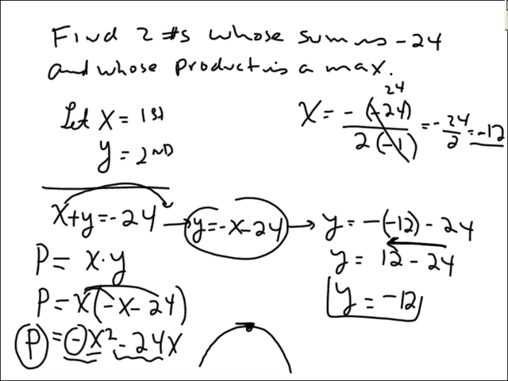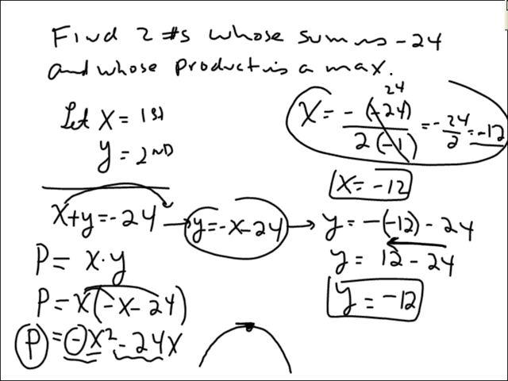Y is also negative 12. X is, I meant to say negative 12. X is negative 12. We got that up here. There it is, negative 12. And y is also negative 12. We want the product to be a max. You let x and y both be half of the sum. Negative 12 was half of negative 24.